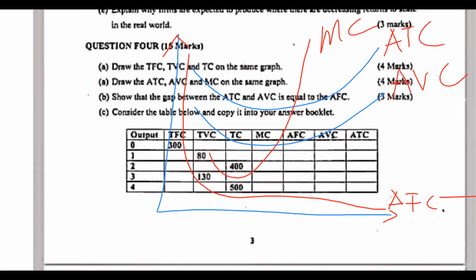We have combined all the graphs now. I've put them on the same graph, all of them. The marginal cost curve, which is U-shaped, cuts the average cost and the average variable cost at their minimum, okay? The average cost and the average variable cost are U-shaped, if you have observed. Clear?